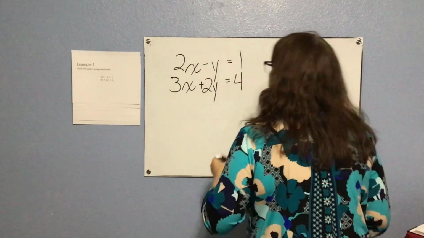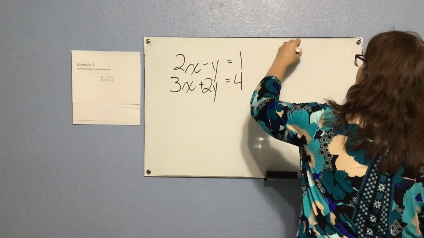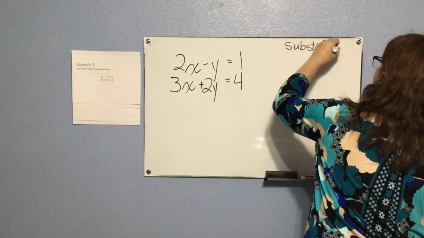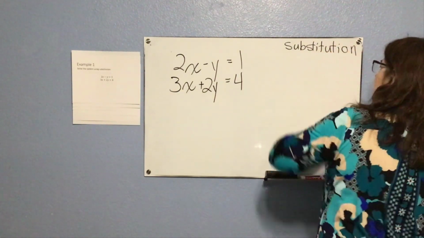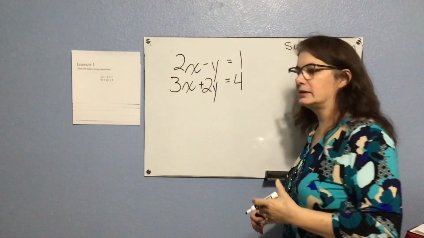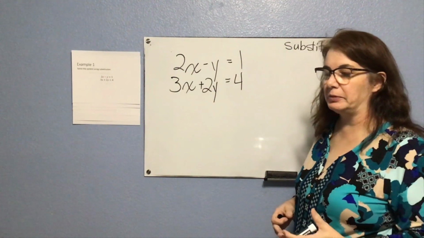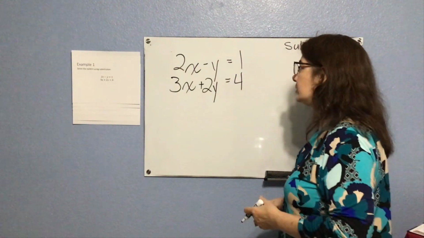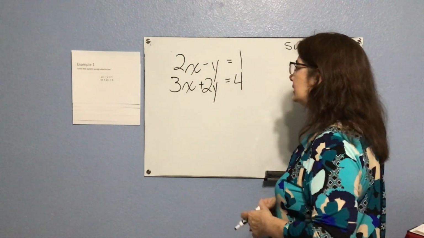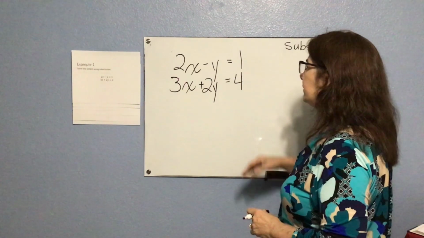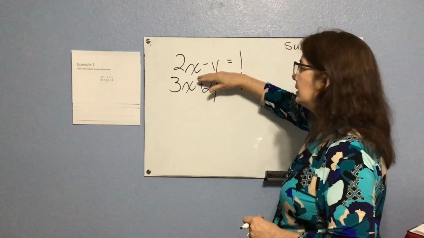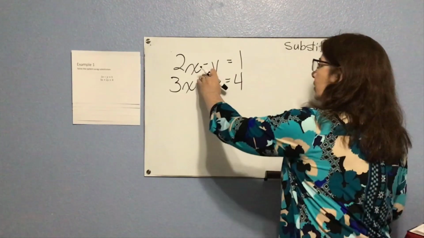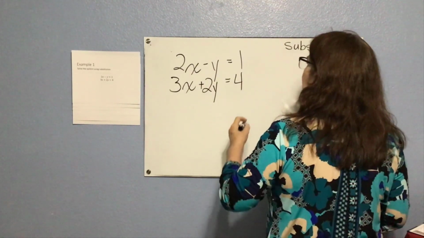And we want to solve this system using a method called substitution. And in substitution, I solve one equation for one variable and then substitute that into the other equation. Usually it's easiest to use substitution if I have a variable like this y that has 1 for a coefficient. So I'm going to solve this equation for y.